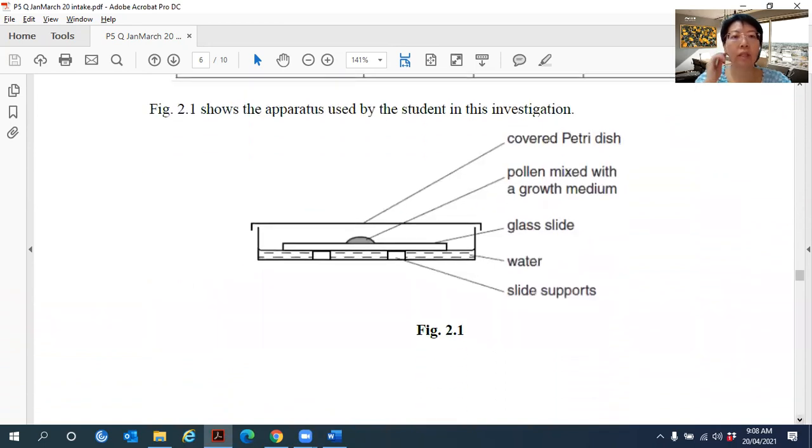So figure 2.1 shows the apparatus used by the student in this investigation. So we have a covered petri dish, with pollen mixed with a growth medium on the glass slide, placed on top of water to maintain the humidity so that the pollen grain will not dry off. Okay.